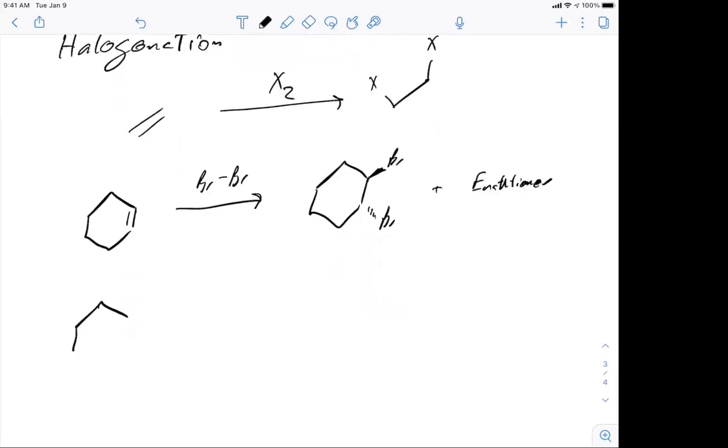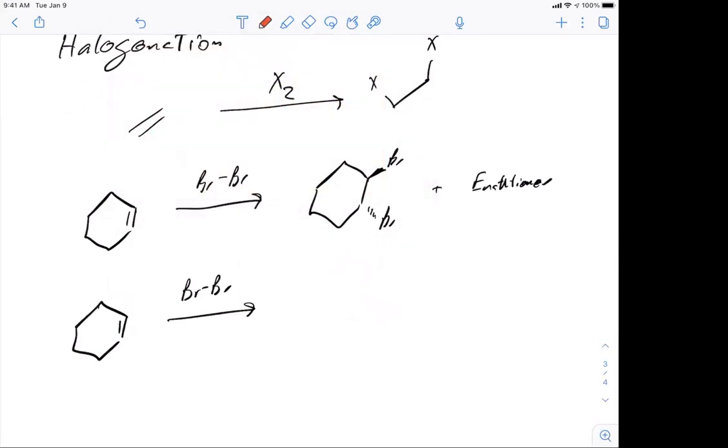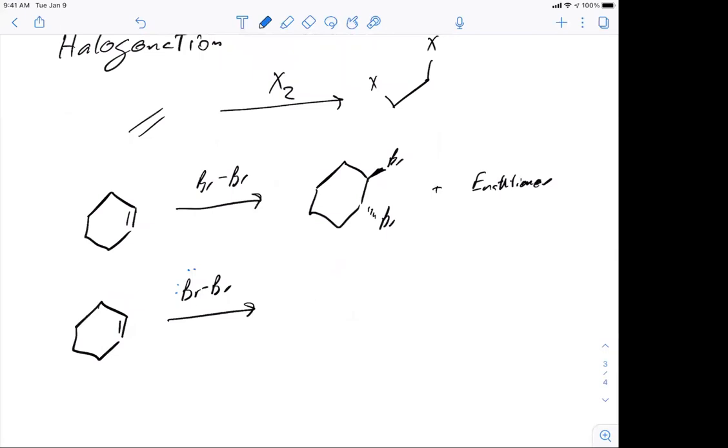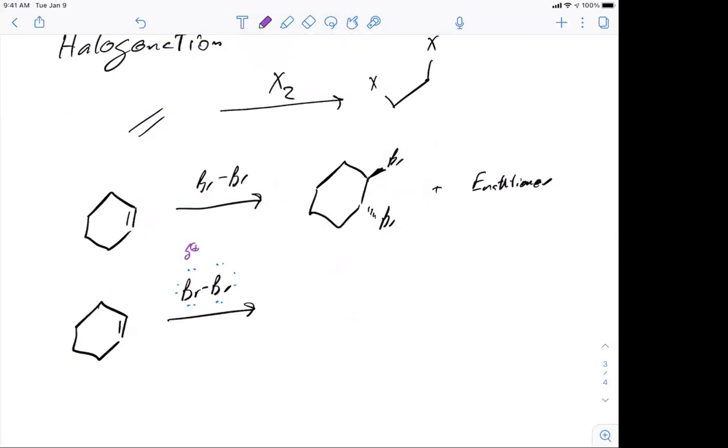So in the first one, we have the alkene reacting with bromine. If you remember our mercury, well, a couple of things we need to talk about here. One is that we get a partial positive and a partial negative. Why would we have two bromines where one is partially positive and one is partially negative? Well, this is an instantaneous dipole.